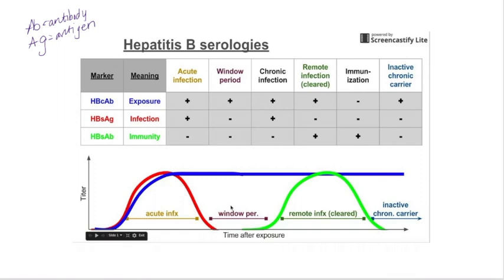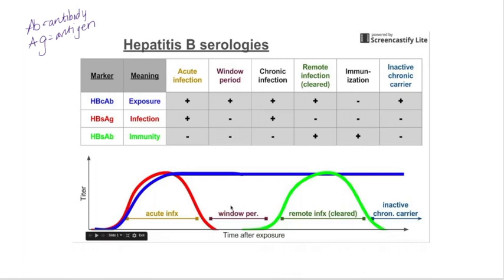So if you see here surface antigen, which means the acute infection, does last for a couple days, and then it goes back down, and then that is considered the window period. And that means that the infection is not present at that time. So then hepatitis surface antibody means that you have immunity. So it would not mean that you have an acute infection.